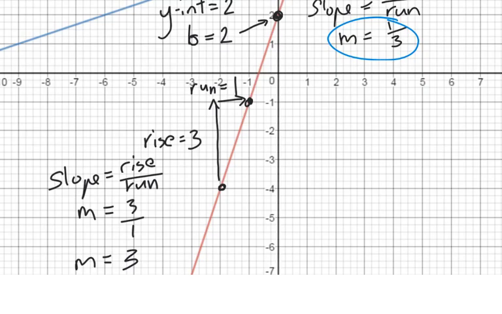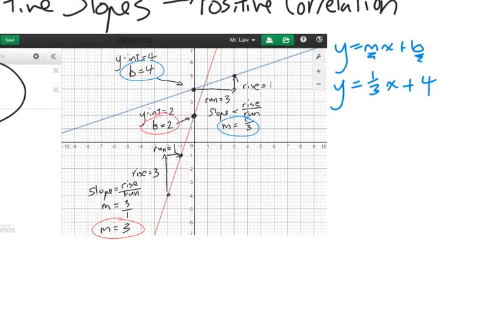Now that we've figured out the y-intercept of the red line and the slope of the red line, we can go ahead and write its equation over on the side. So again, let's start with the general equation of a line, which is y equals mx plus b. We know what m is equal to, we just figured that out, and we know what b is equal to.